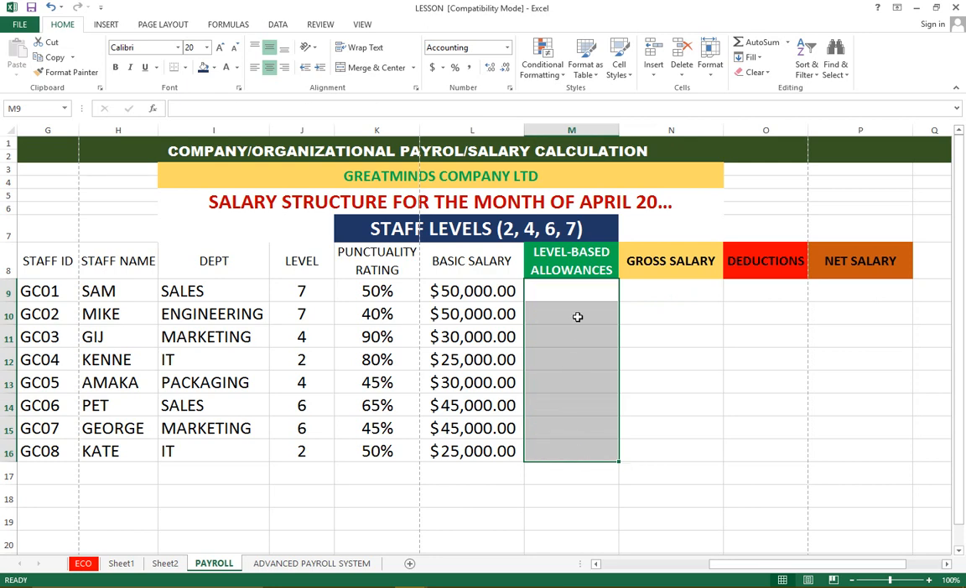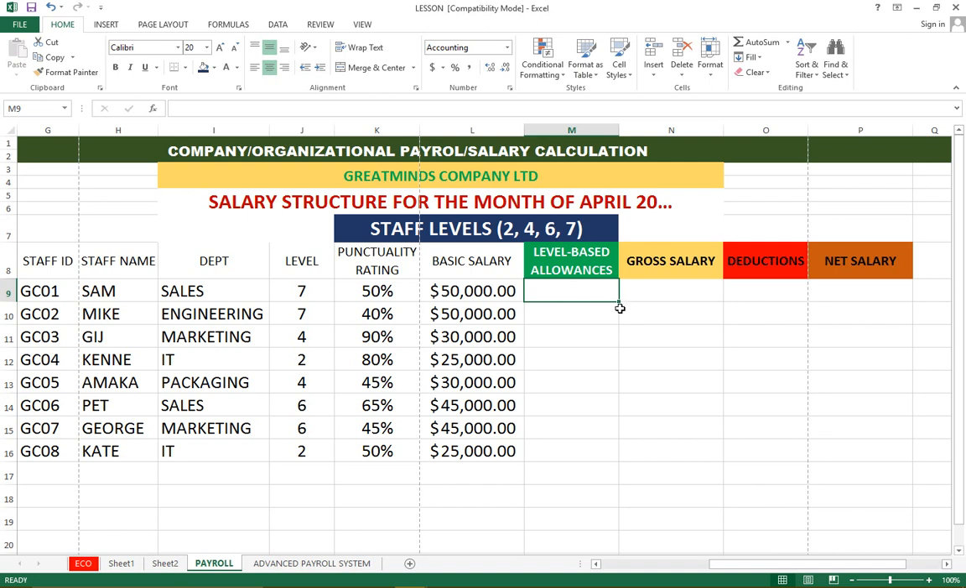So let me show you how you can get this quickly done. Two things will determine the level-based allowance. First thing is the level. In this instance, Sam's level is 7, and also the basic salary. So the higher your basic salary and equally the higher your level, then your allowance is going to be higher as well. I've taught you how to use IF statements to calculate conditional statements, because this allowance is conditional. What I mean is that it is based on something else.